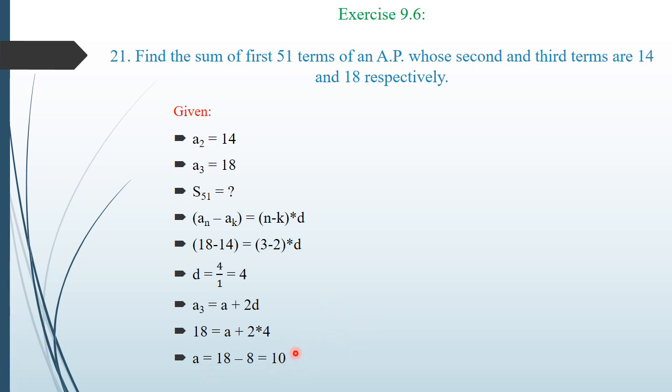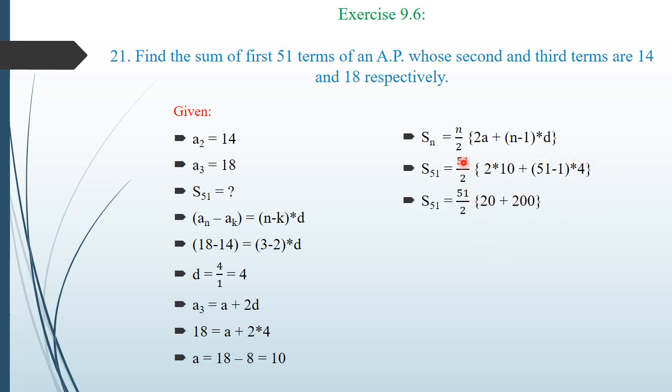Now, I have value of A, I have value of D, and I also know up to how many terms I need to calculate the sum. Therefore, using formula of calculating sum of n terms of an AP, that is Sn equal to n by 2 into 2a plus n minus 1 into d, and substituting all the available values in this equation, I will get S51 is equal to 51 by 2 into, in place of A, I'll substitute 10, and n minus 1, in place of n, I'll again put 51, and in place of D, I'll put 4 here.